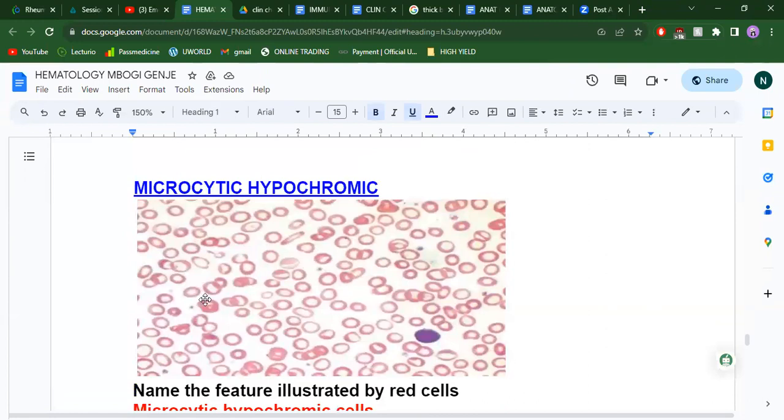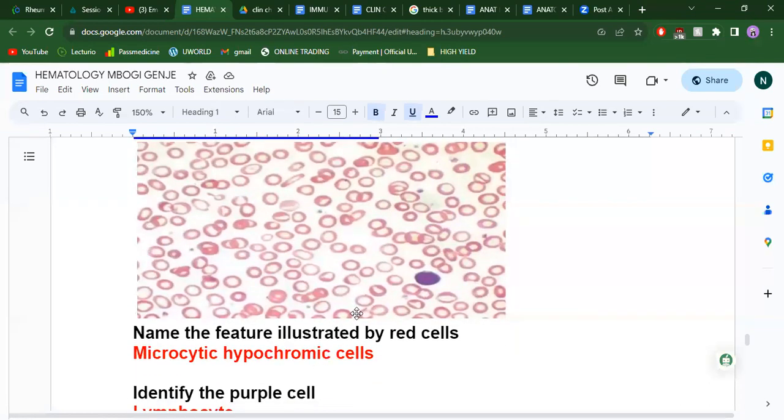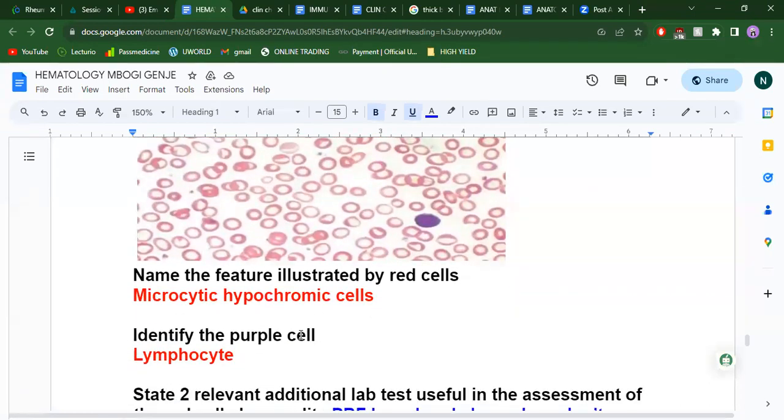So what are we seeing here? These are lymphocytes for you to compare the cells. Are they larger or smaller? Some look small, like this one, this one, this one. And then look, hypochromic, because look at the RBCs, how they look. So this is microcytic, hypochromic. Identify the purple cell: lymphocyte.